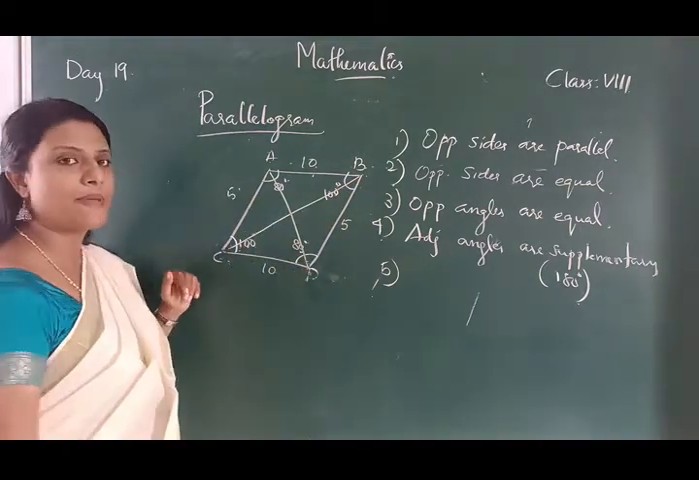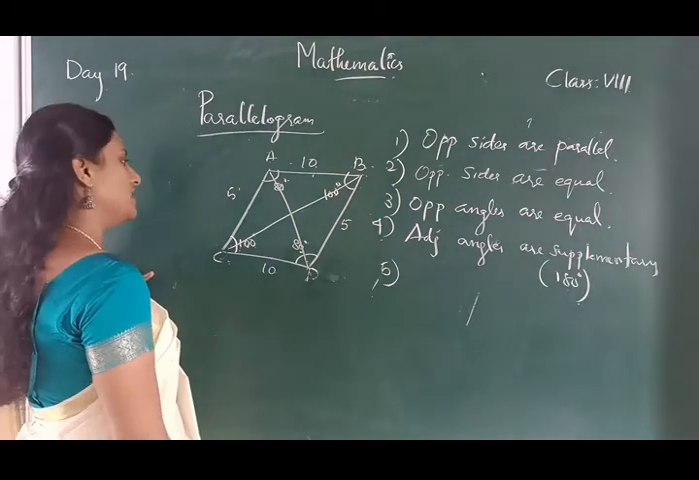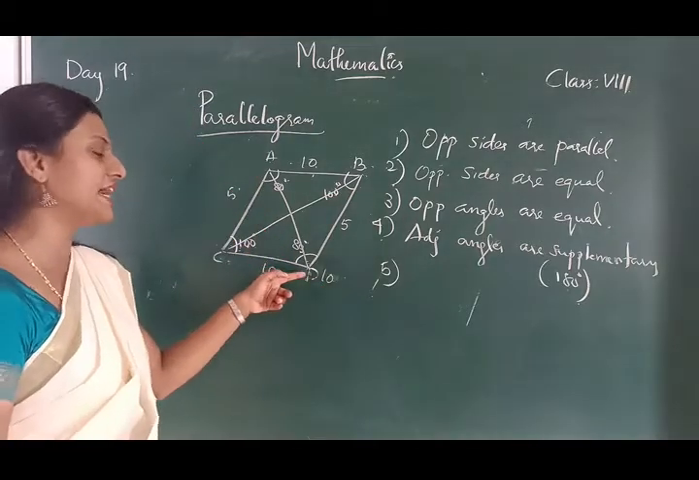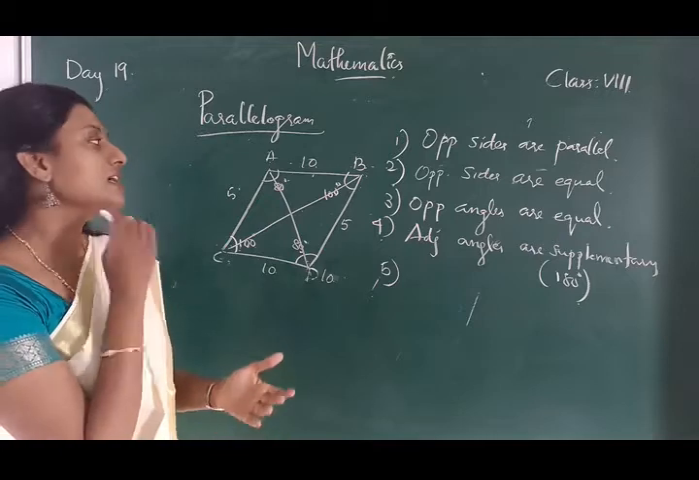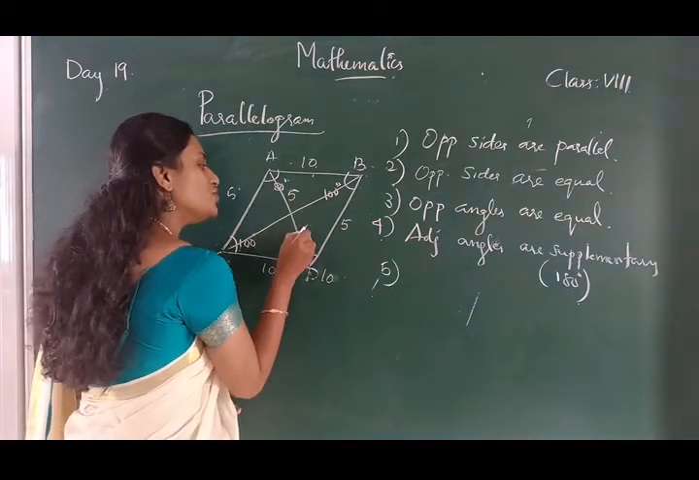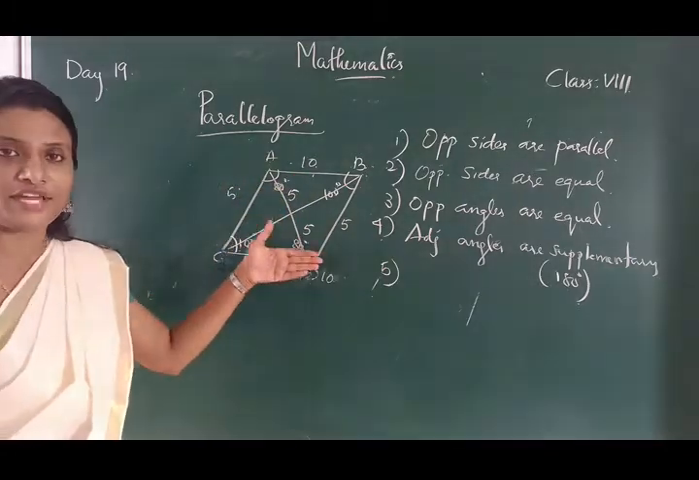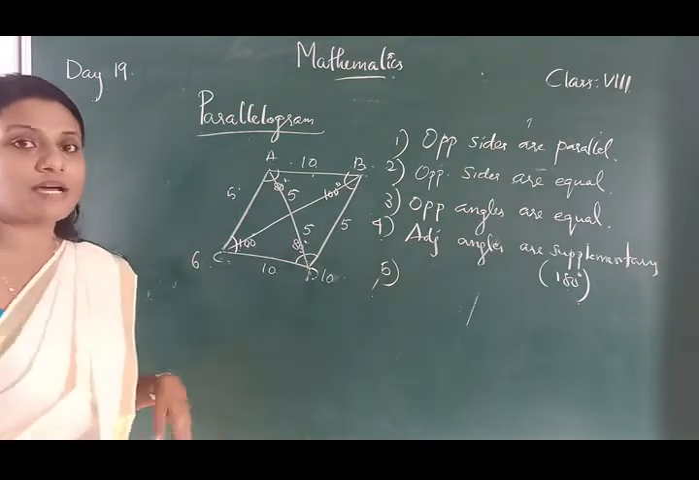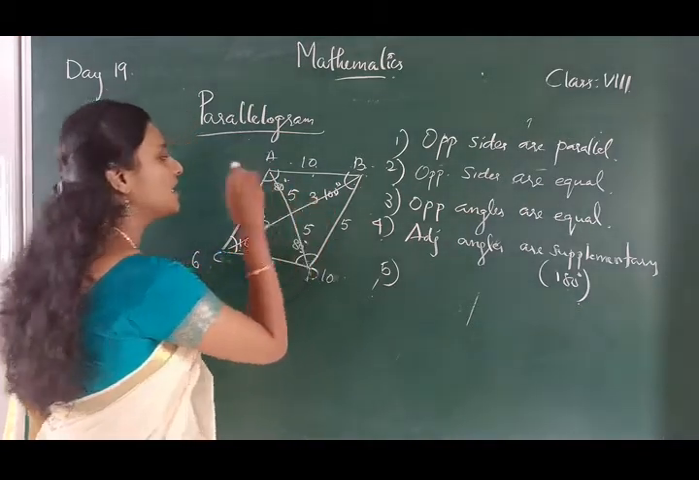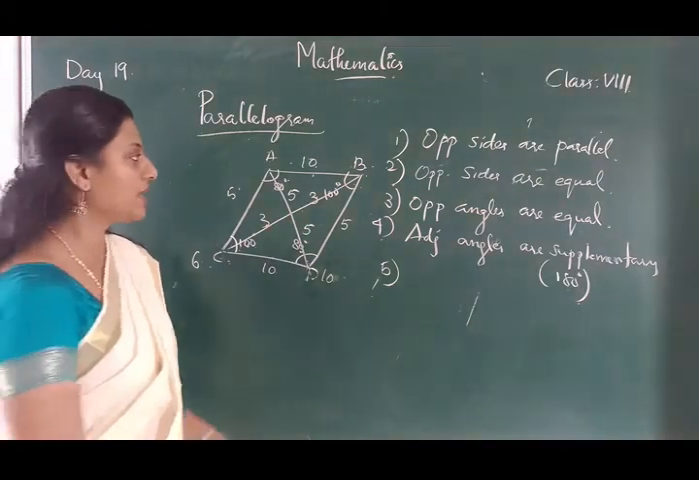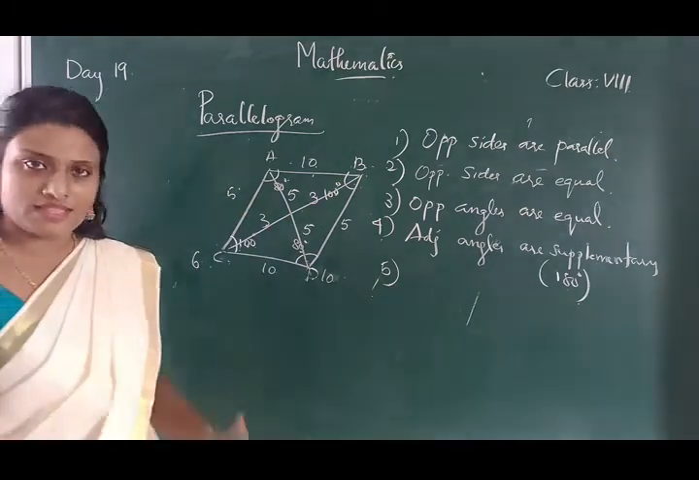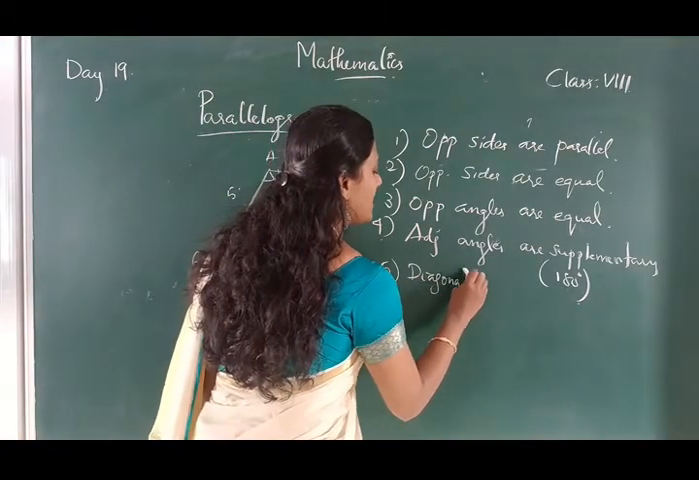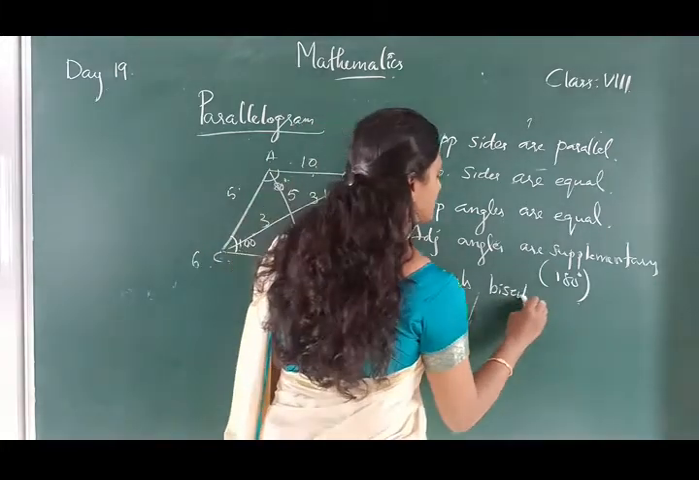Next, the fifth property, that is the last property, is about its diagonals. The diagonals of a parallelogram bisect each other, means if AD is equal to 10 centimeter, length of this diagonal is 10 centimeter, then its bisect means it cut into two equal halves, that is 5, 5, like that it will cut. And if BC is 6 centimeter, bisecting means 3, 3, like this it will go. Okay, equal parts are cut. That is the meaning of bisecting. So the last property is diagonals bisect each other.